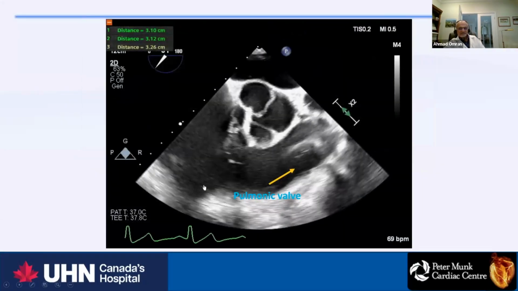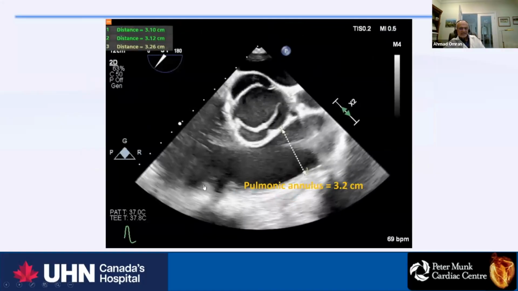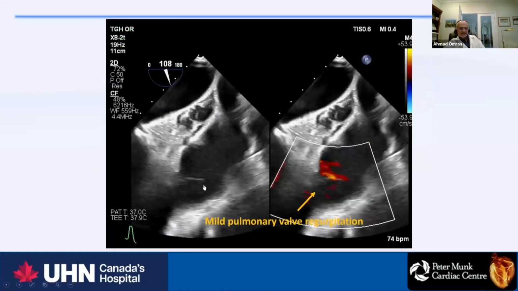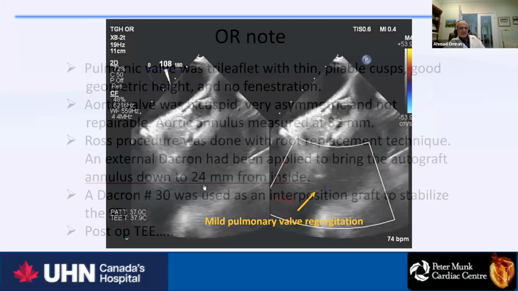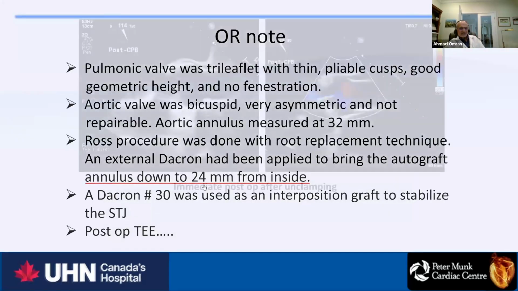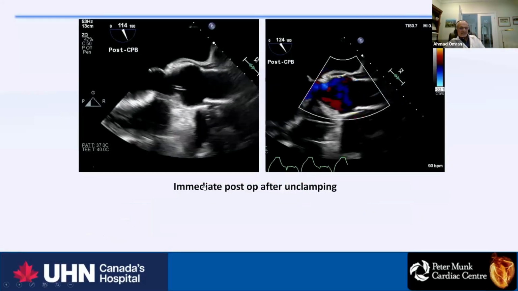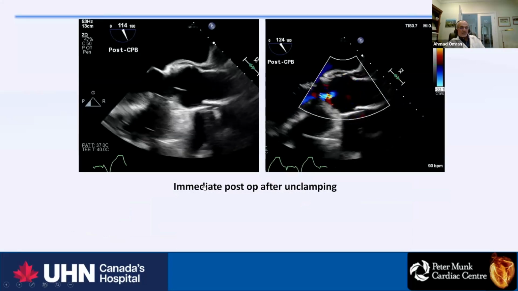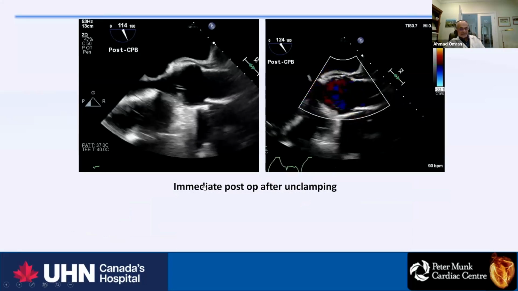Pulmonic valve. And annulus was 32, so they are matching. Only trace PI, pre-op. So the Ross operation was done by Dr. Chang in our center. You see a trace. This is the only operation that you will not give protamine quickly. Just wait a little bit.